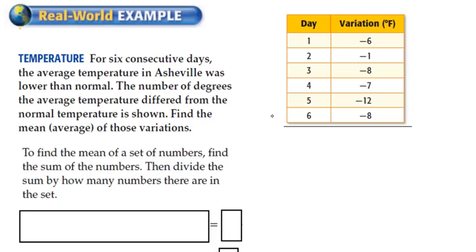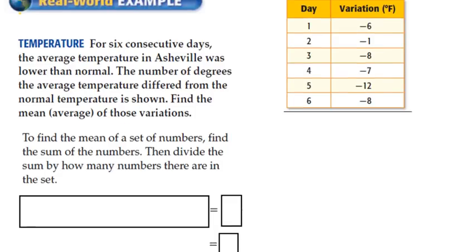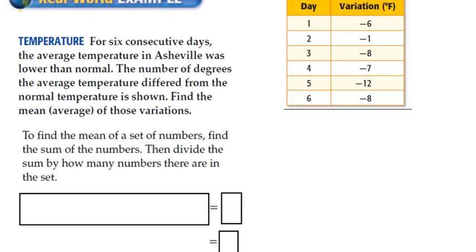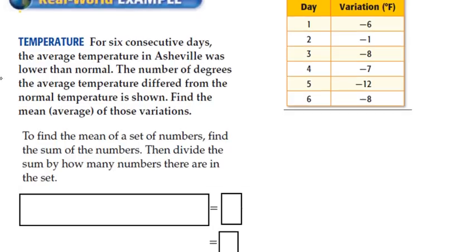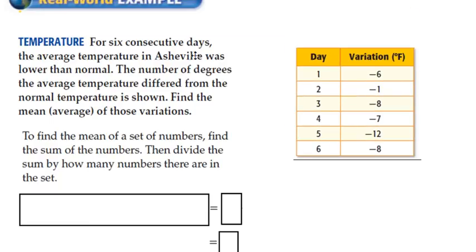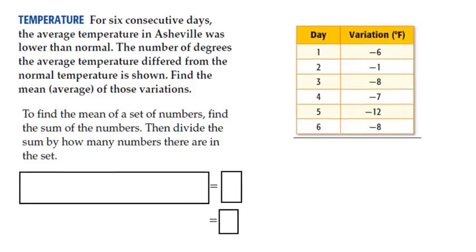Here's a real-world example. It says for 6 consecutive days, the average temperature in Asheville was lower than normal. The number of degrees the average temperature differed from the normal temperature is shown in this table. Find the mean or average of those variations. In this one, I'm going to move this table down a little bit so I can scroll down here to see our work.